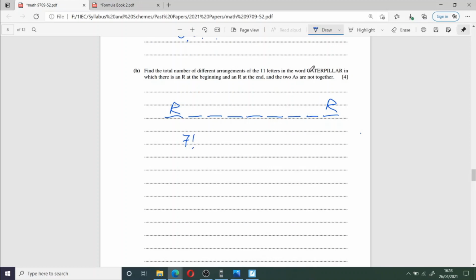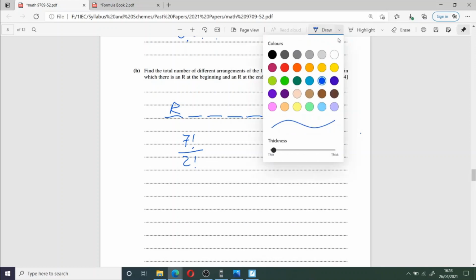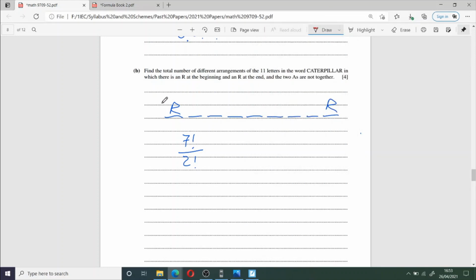We're not considering the A's, and the R's are at the start and the finish. The only repeats we have are the two L's, so we have 7 factorial divided by 2 factorial. That's for everything apart from the A's. Because the R's are fixed in place, we don't need to worry too much about them. They just occupy those 2 spaces. If they were 2 different letters, we'd have to consider the different ways around in which they could be, but they're not.